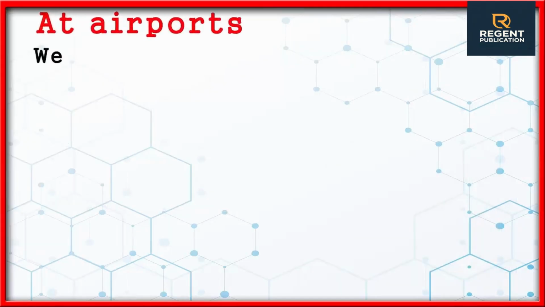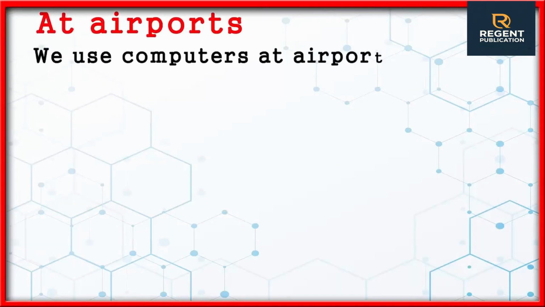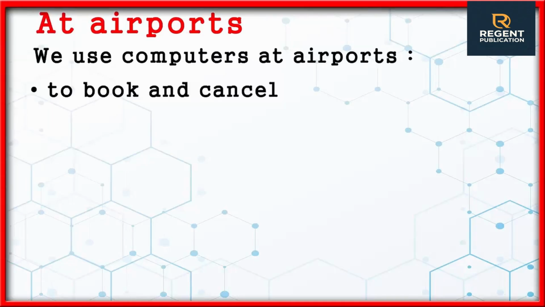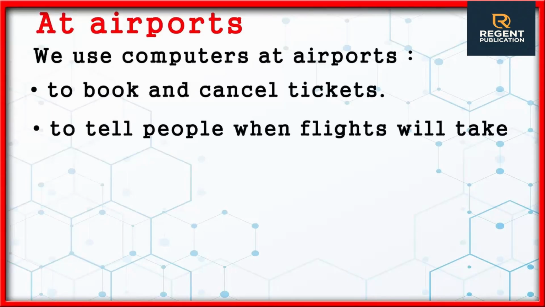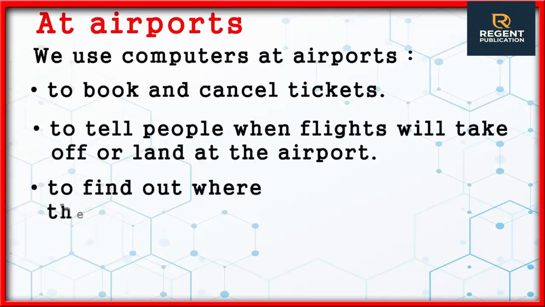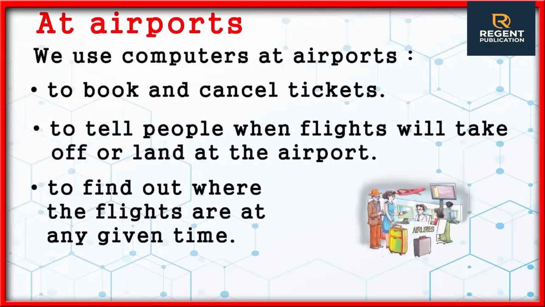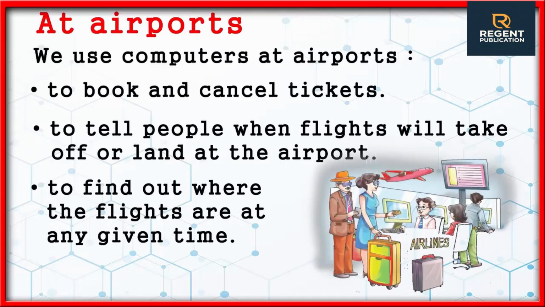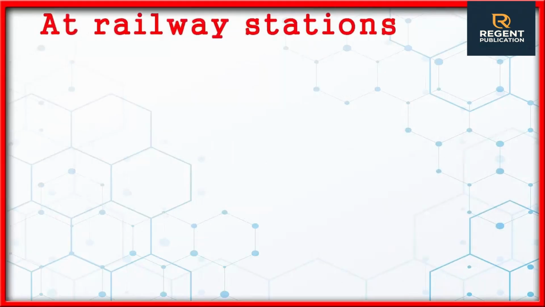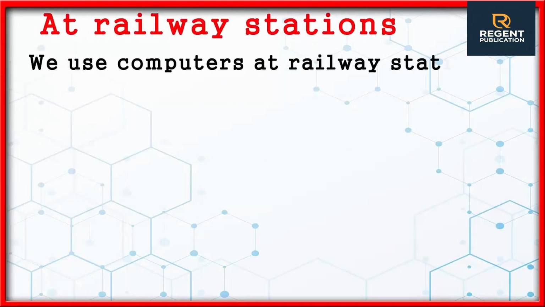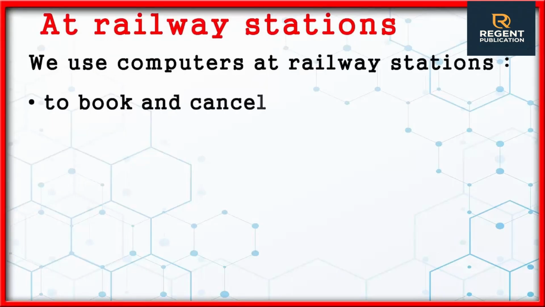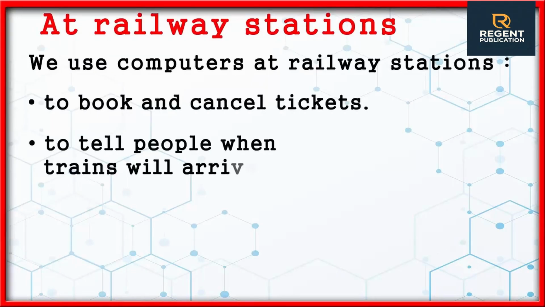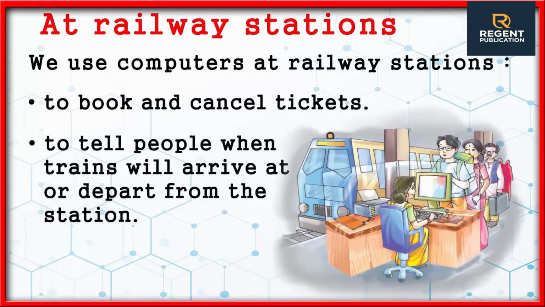At airports, we use computers to book and cancel tickets, to tell people when flights will take off or land at the airport, to find out where the flights are at any given time. At railway stations, we use computers to book and cancel tickets, to tell people when trains will arrive at or depart from the station.